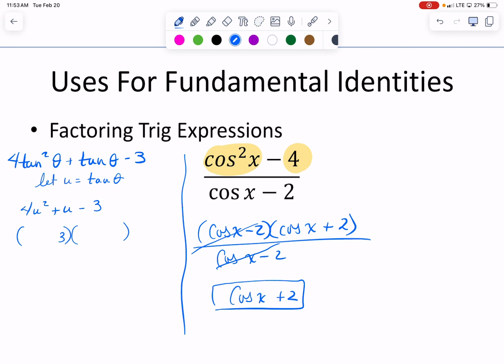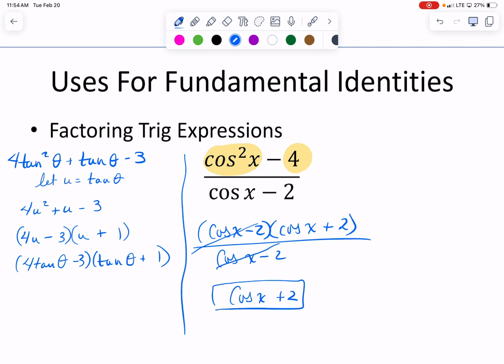If I have 3 and a 4u and a u and a 1, and this is a minus and a plus, I think that works out, right? So this factors to 4 tangent theta minus 3 times tangent theta plus 1. So I can treat a tangent like a variable. That helps you factor trig expressions more easily.